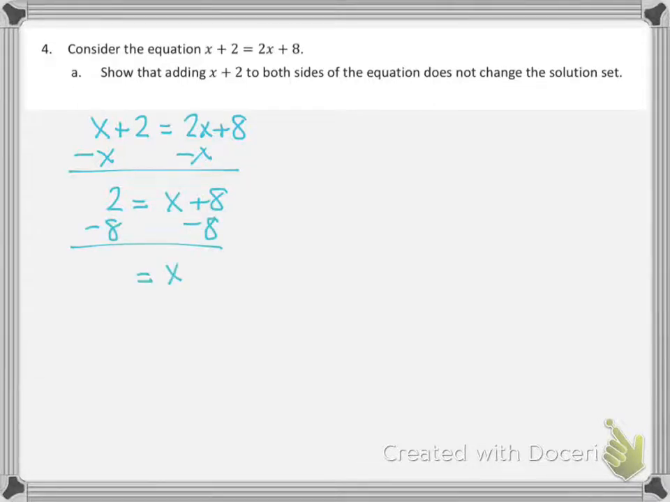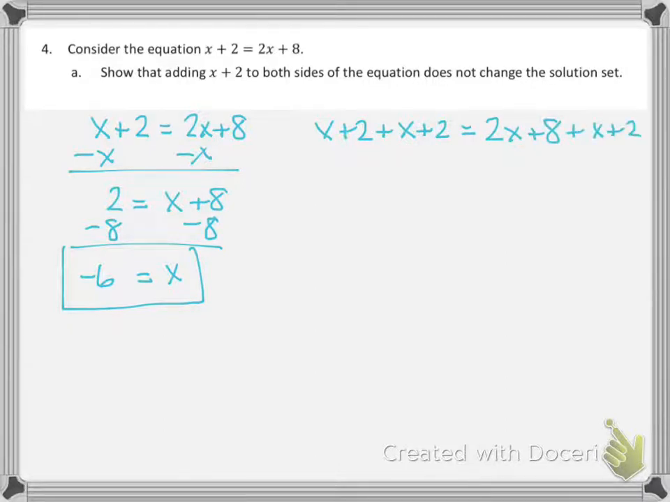X equals negative 6. So that's the solution set. X is negative 6. And then we're just going to take that original equation, add x plus 2 to both sides, and see if we get the same thing. So I'm going to take x plus 2, and I'm going to add x plus 2. And then I'm going to take the 2x plus 8, and then I'm going to add x plus 2. And we're going to see if we get the same thing.